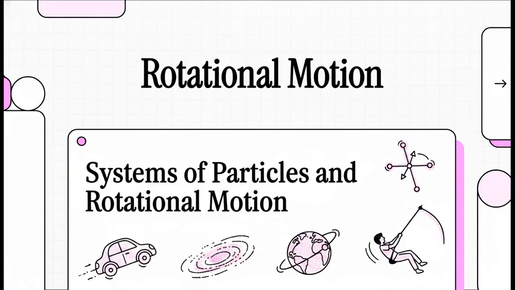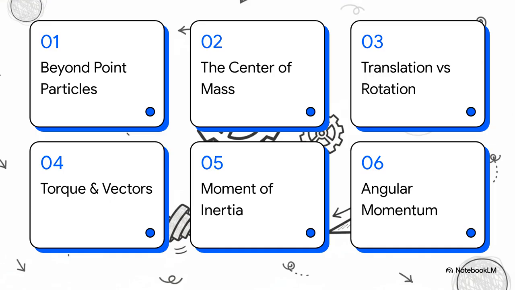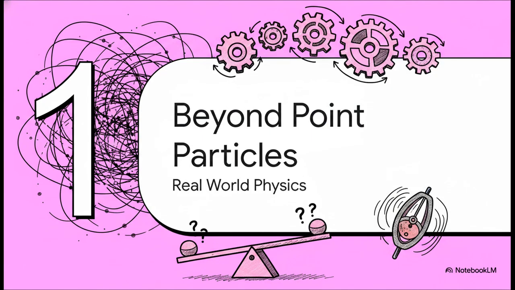Today, we're focusing squarely on explaining the chapter where things get wonderfully real and a whole lot more complicated: systems of particles and rotational motion. Here is our roadmap for today to transition our thinking from simple moving dots to complex, spinning realities. We're going to hit moving beyond point particles, the center of mass, translation versus rotation, torque and vector products, the moment of inertia, and finally, conserving angular momentum. Let's get into it.